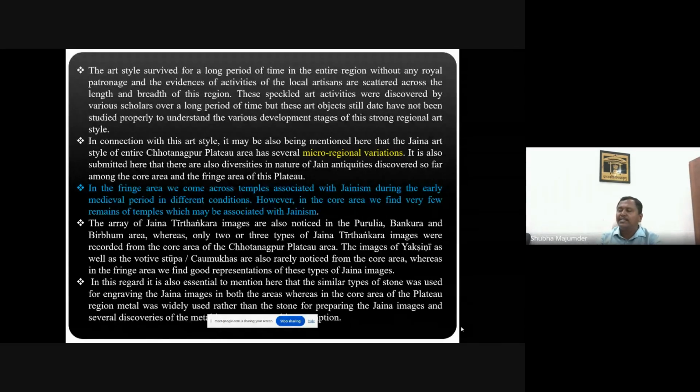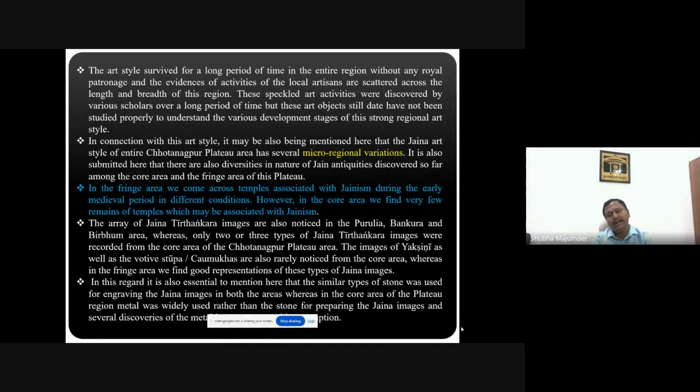So this regional art style needs to be studied in context, how it originated and how it developed from one micro region to another micro region. In connection with this art style, it may also be mentioned here that the Jain style in the entire Chhotanagpur Plateau area has micro-regional variation. It is also submitted here that there is some diversity in the Jain antiquities discovered so far between the core area and the fringe area of this plateau. So there are some variations after the exploration.